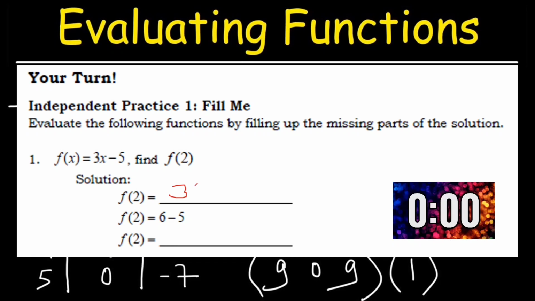3 times 2 minus 5, since x is equal to 2. Simplify. 3 times 2 minus 5. 3 times 2 is equal to 6. 6 minus 5 is equal to 1. Therefore, f of 2 is equal to 1.